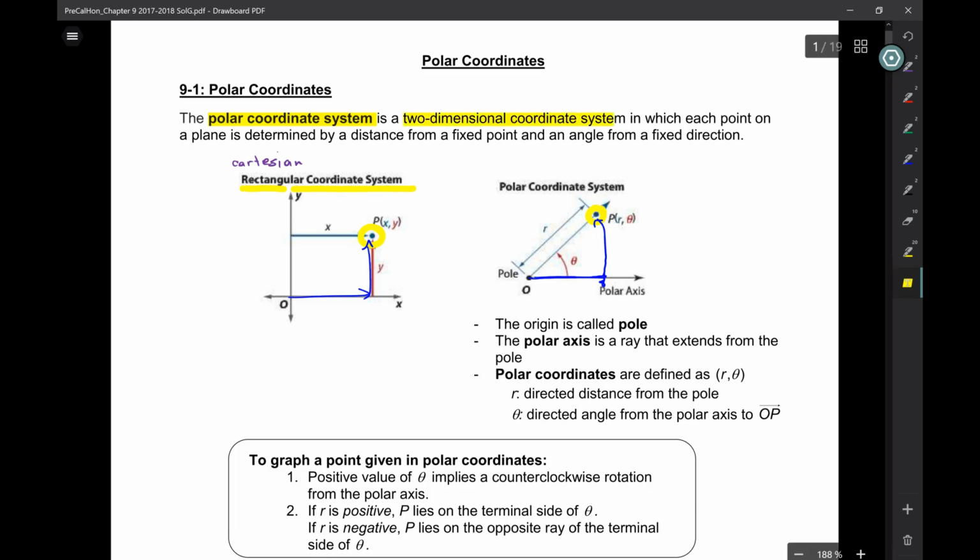This also is a two-dimensional coordinate system, but each point is determined by a distance from a fixed point and an angle from a fixed direction. So distance and an angle, which means our coordinates and our variables are no longer going to be x and y. Now they're going to be r and theta. So it's no longer y equals blah, blah, blah x. It's now r equals blah, blah, blah theta.